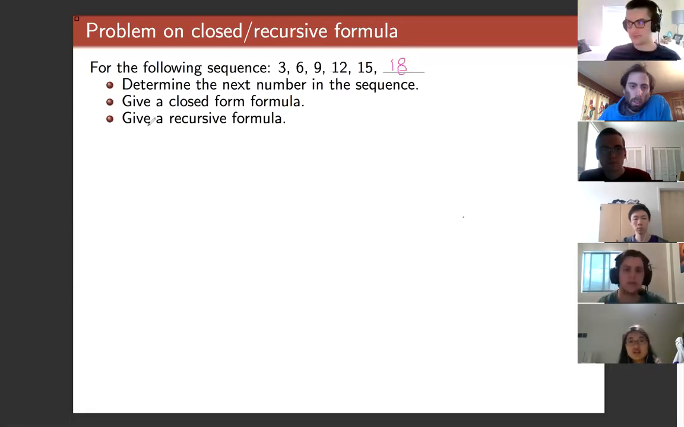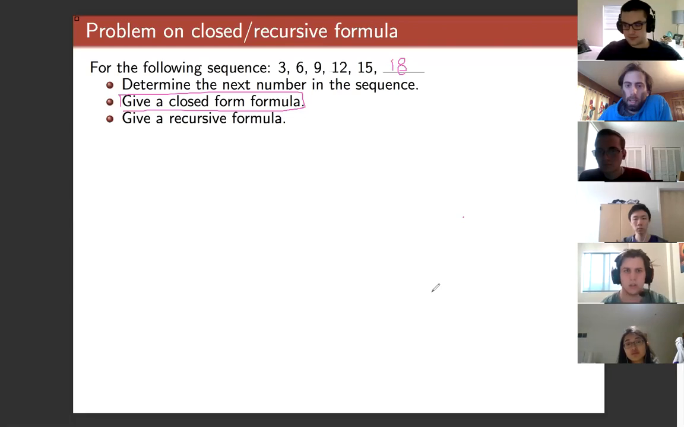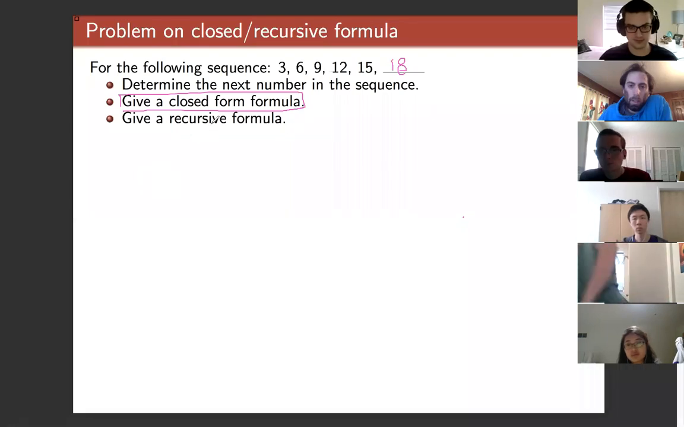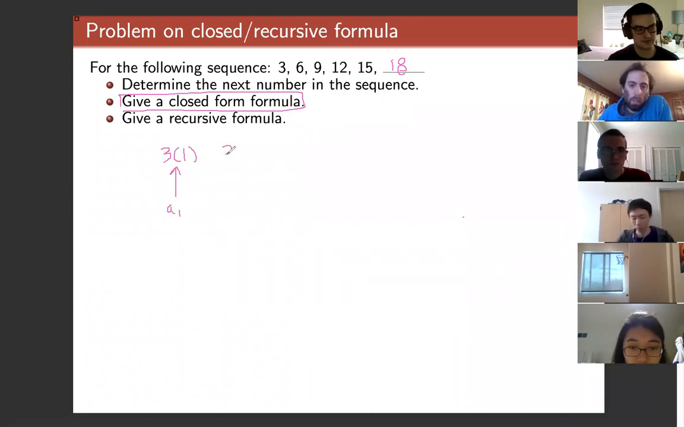All right. Now we need to give a closed formula. Yes, Lee, that is the correct answer. When you're generally trying to do this, you want to try to identify a pattern. So let's think about how we might arrive at that. The first term is 3 times 1. So this is a1. The second term is 3 times 2. And the third term is 3 times 3.